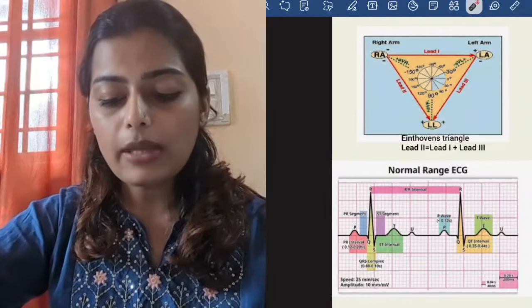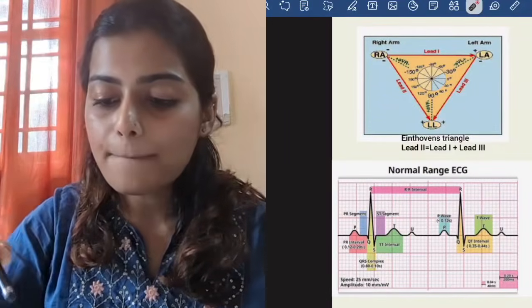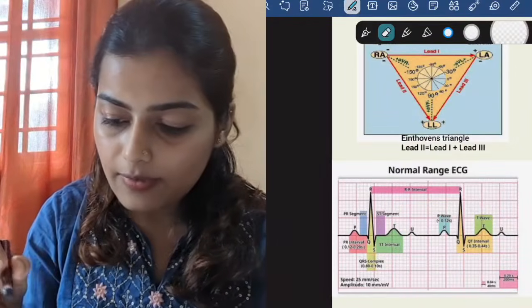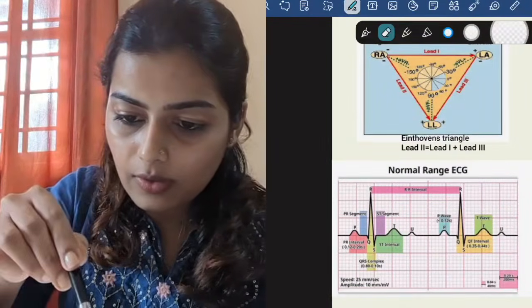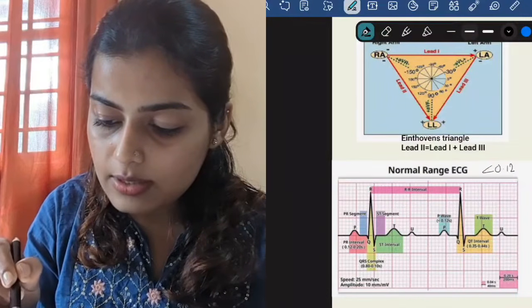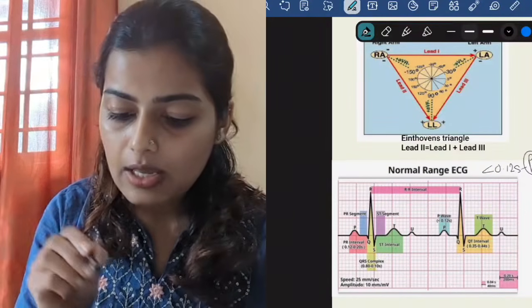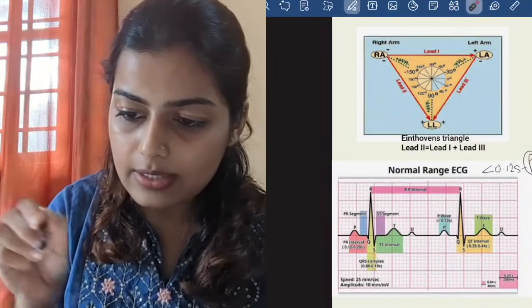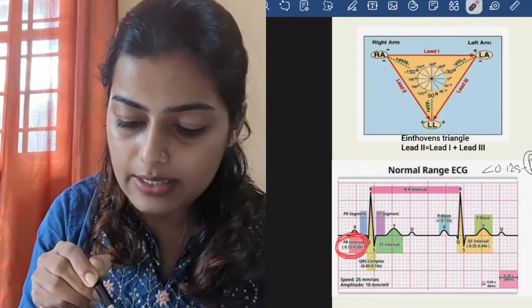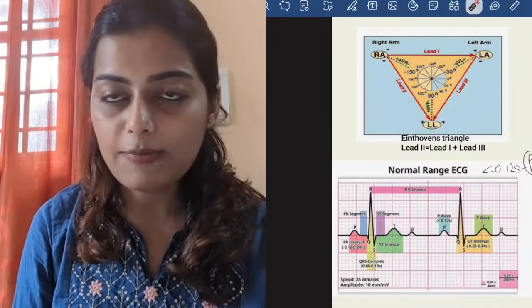So what is the normal value of the P wave? P wave should be less than 0.12 seconds. So this is the normal value of P wave. Next comes PR interval. So in this diagram you can see the PR interval. The normal value of PR interval is 0.12 to 0.20 seconds. That is the normal value of PR interval.